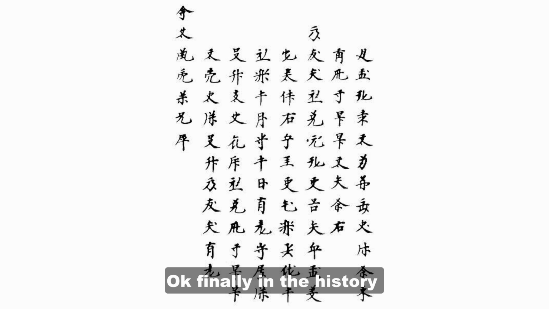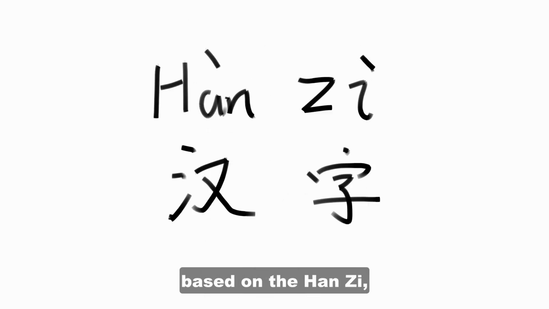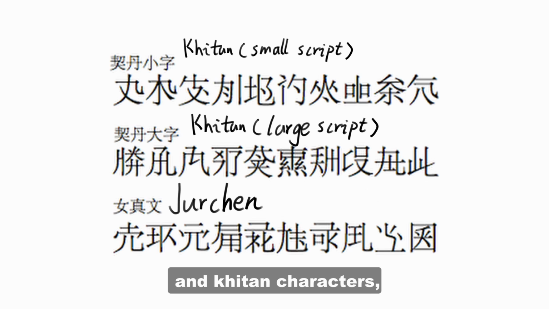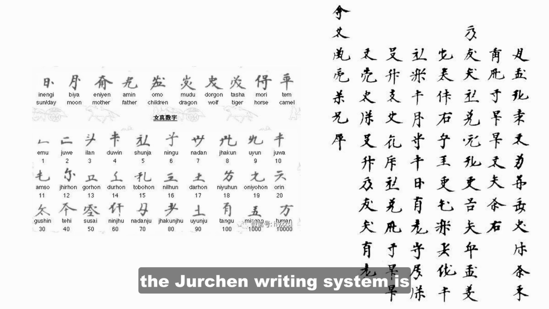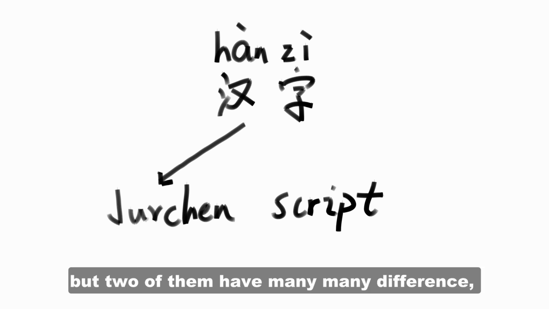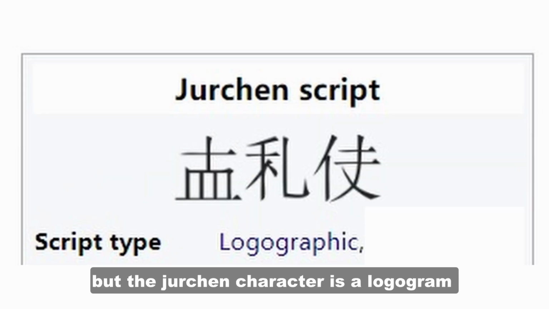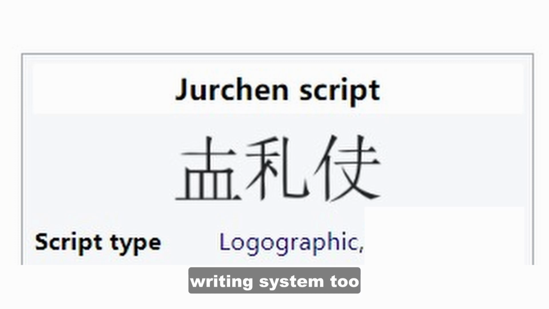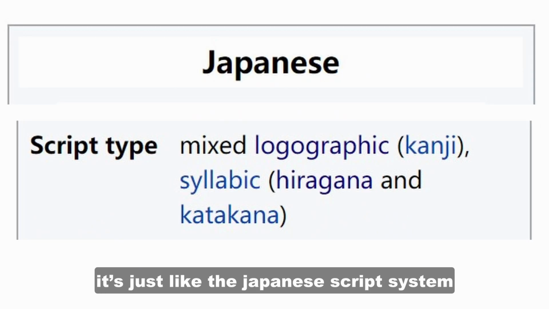Okay, finally in history, the Jurchen characters were built based on the Hanzi and the Khitan characters. By the way, the Khitan characters were also built from the Chinese characters. So we can think that the Jurchen writing system is a branch of Chinese characters, but the two have many differences. For example, Chinese characters are a logogram writing system, and the Jurchen characters are a logogram writing system too. Meanwhile, it's also a phonogram writing system, just like the Japanese writing system.